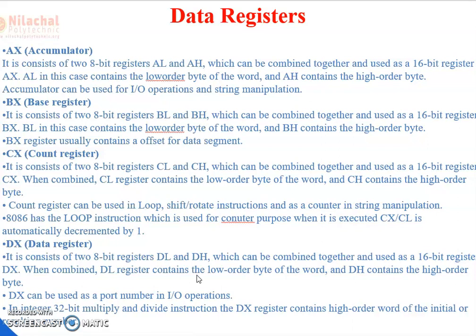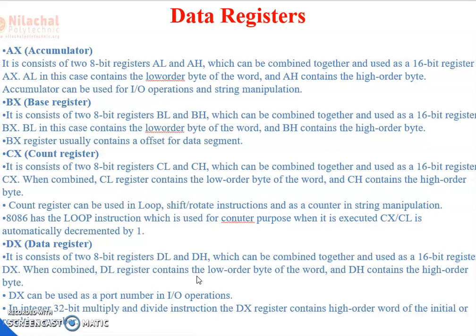So next is BX, that is the base register. It consists of two 8-bit registers BL and BH, which can be combined together and used as a 16-bit register BX. BL in this case contains the lower order byte of the word and BH contains the high order byte. BX register usually contains an offset for data segment.